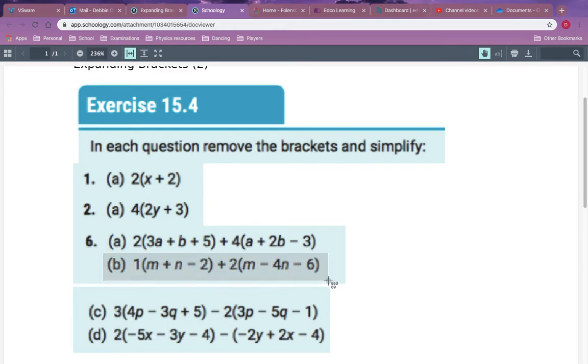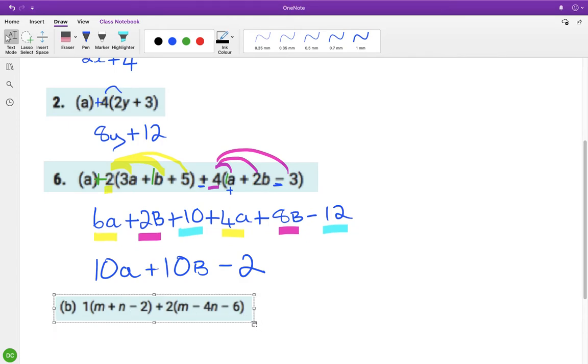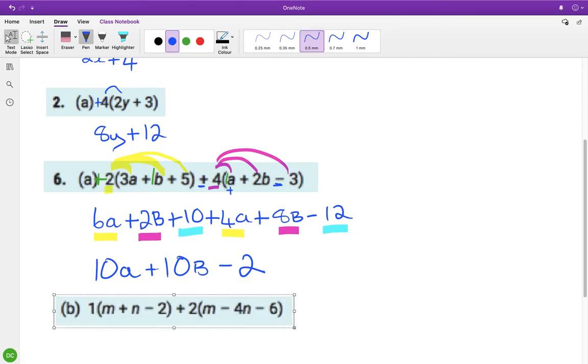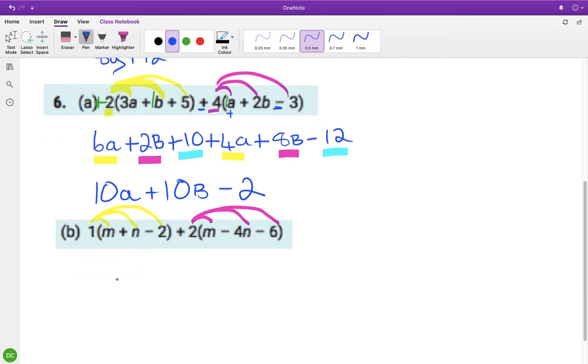And this one here, so exactly the same concept on this one. We have 2 separate distributive multiplications. So the 1 with the m, the 1 with the n, and the 1 with the minus 2. And then the 2 with the m, the 2 with the n, and the 2 with the minus 6. Okay, so there is an invisible 1 here.